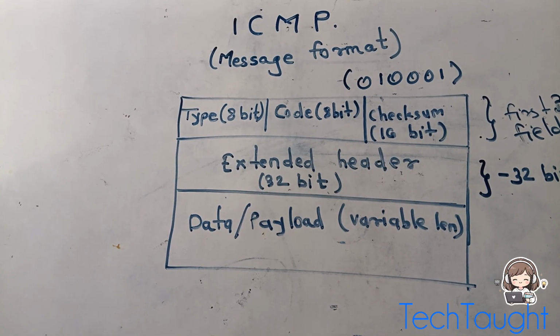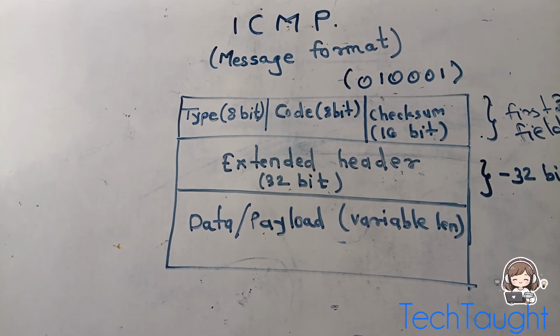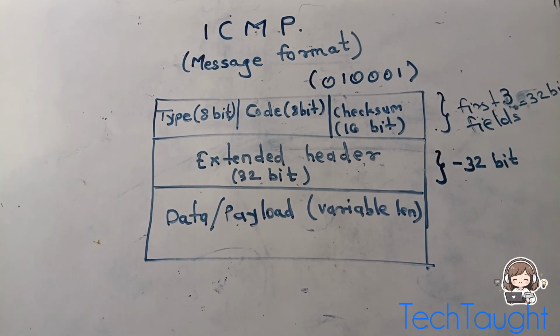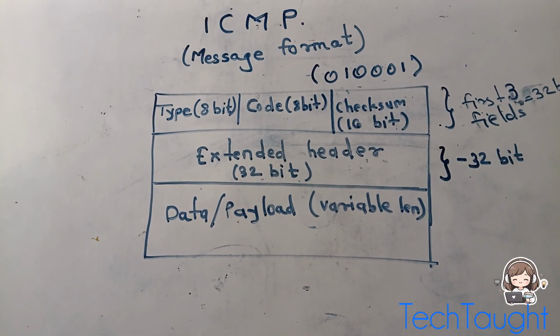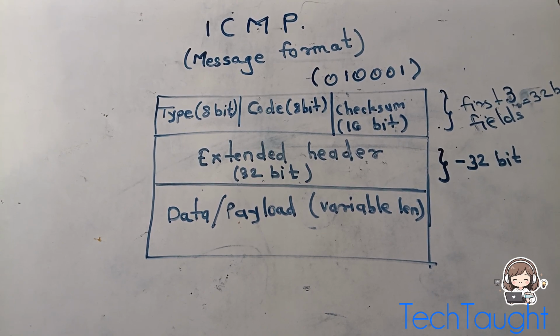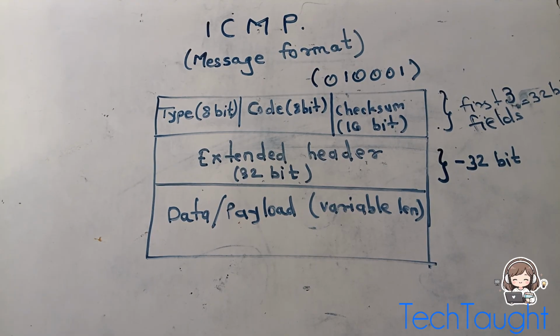So the next 32 bits of the ICMP header are the extended header, which has the work of pointing out the problem in the IP message. So let's see, we are here to perform checksum, like we are seeing here whether there is some error or not in our message. So these 32 bits of the ICMP header are the extended header, which has the work of pointing out the problem in the IP message.